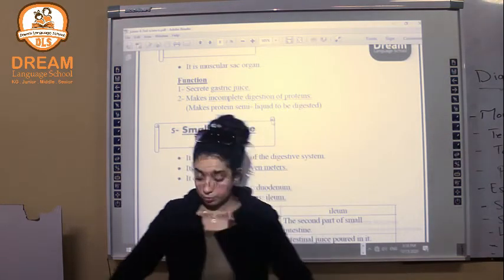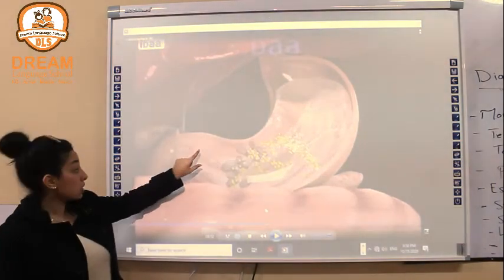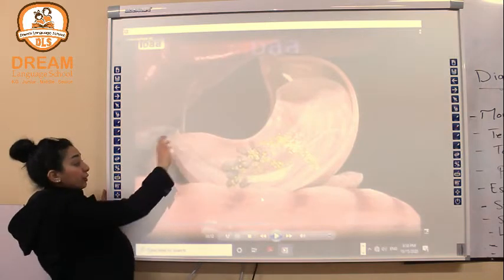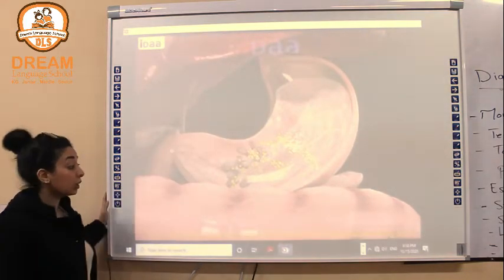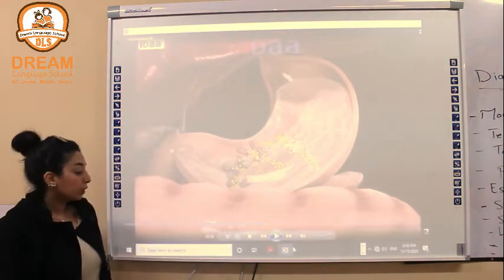Look at the video. So you have here the stomach. The end of the stomach, it starts with the small intestine. So the first part of the small intestine is the duodenum. This curve is the duodenum. After the duodenum, I find the ileum. Okay, let's go to the duodenum.